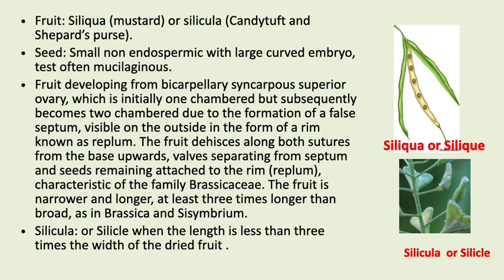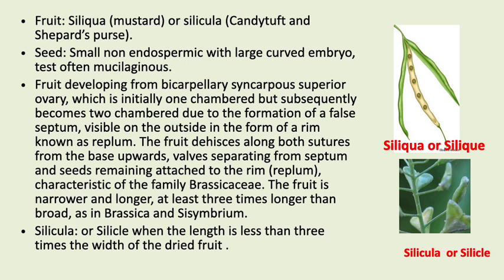Testa is often mucilaginous. Fruit develops from a bicarpellary syncarpous superior ovary, which is initially one chambered but subsequently becomes two chambered due to the formation of a false septum visible on the outside in the form of a rim called replum. The fruit dehisces along both sutures from the base upwards. Valves separate from septum and the seeds remain attached to the rim. This is the characteristic feature of the family Brassicaceae.